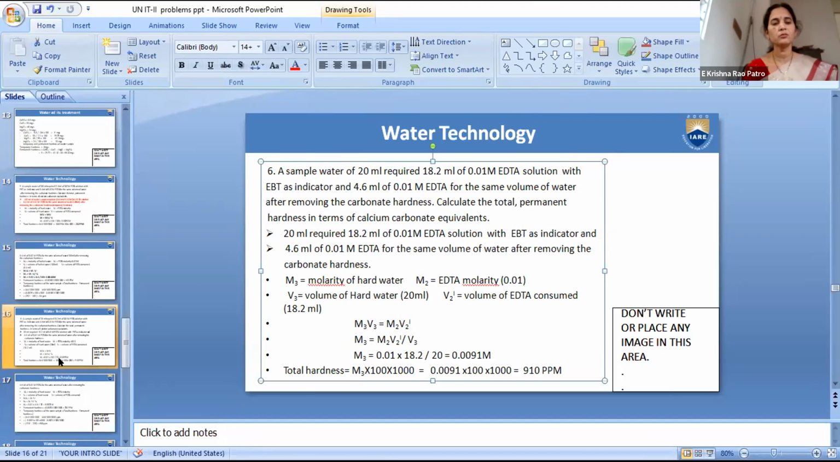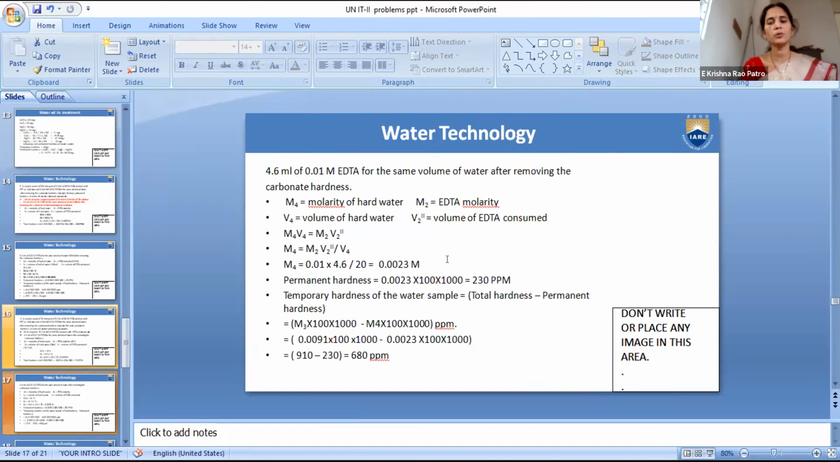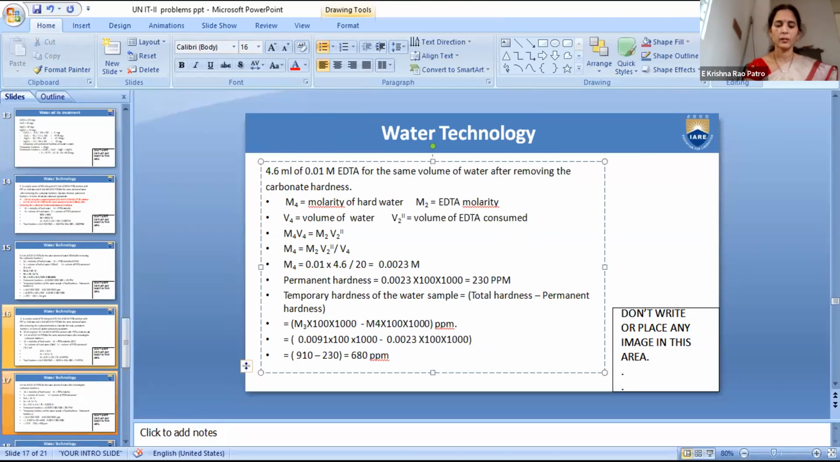Now for M4: M4V4 is equal to M2V2 double slash, so M4 is equal to M2V2 double slash by V4. Take the values: M4 is equal to 0.01 into 4.6, the volume of EDTA consumed V2 double slash, by 20. For the volume, write boiled water here, not hard water, so you won't get confused. So you will get the answer, 0.0023 molar, M4.